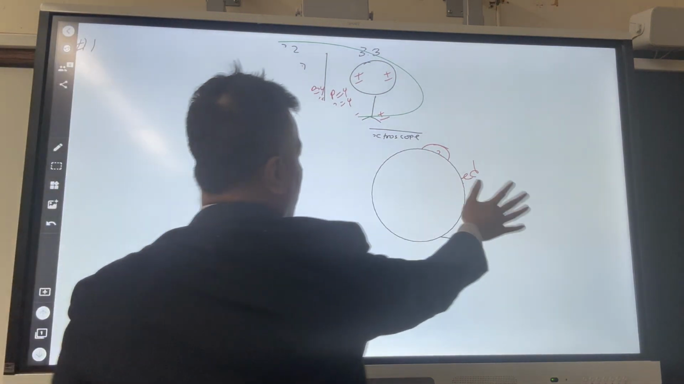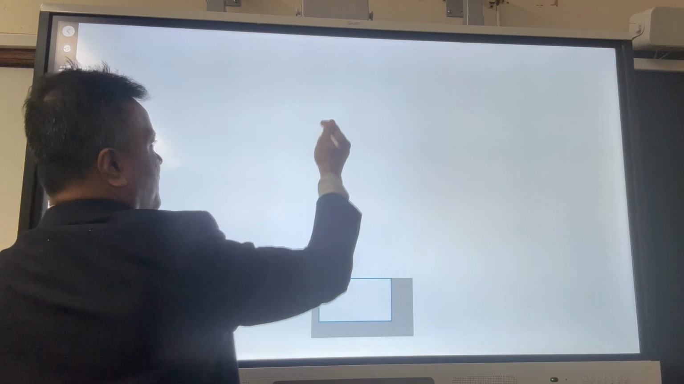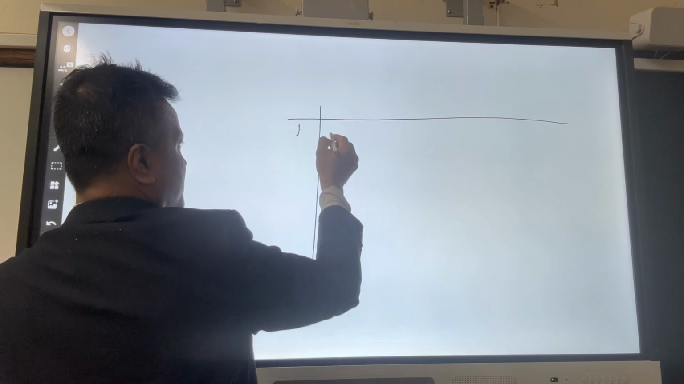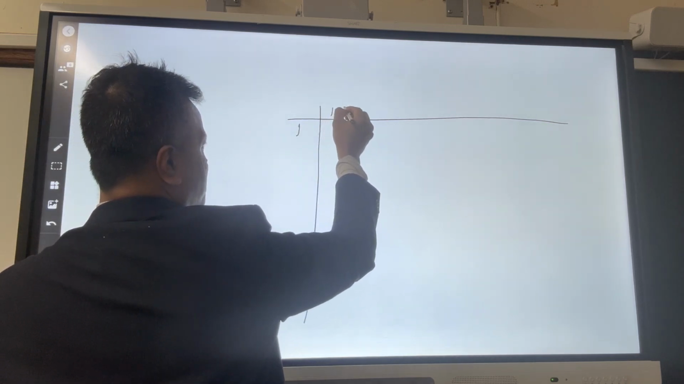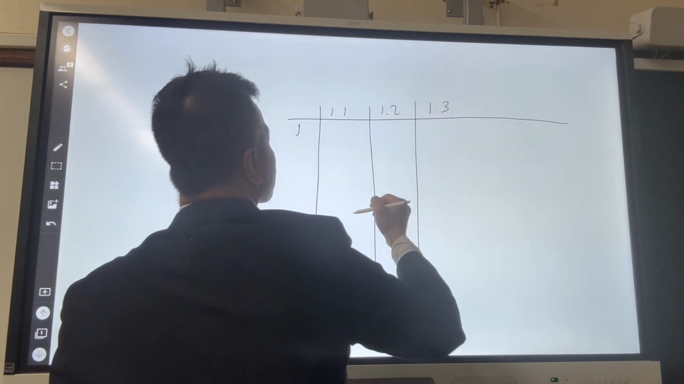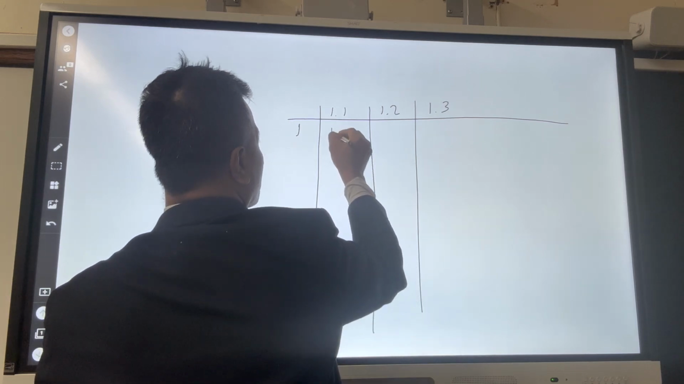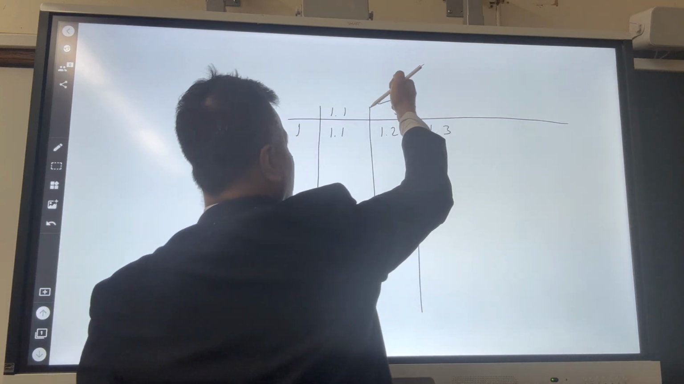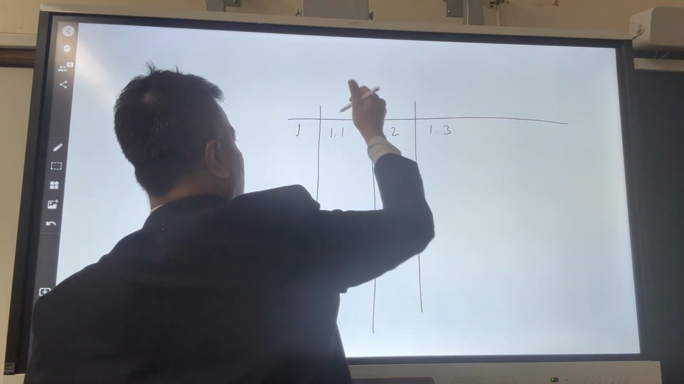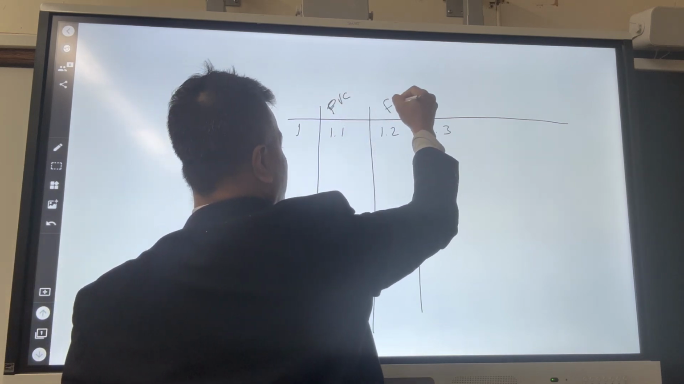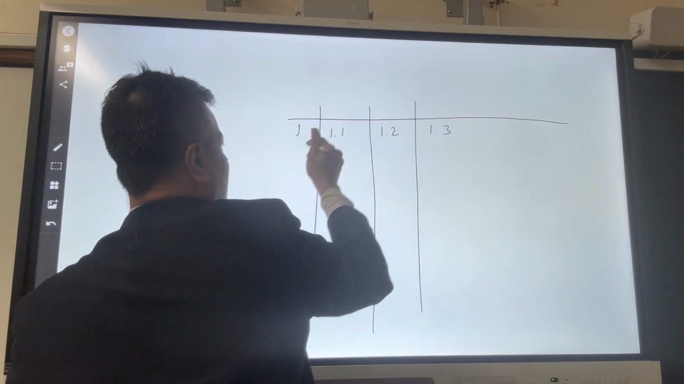Okay, so first we're going to create a table. We're going to call scenario 1. Scenario 1, we have 1.1, 1.2, 1.3. Let's call this one PVC. This is called fur or something like that. We'll get to that in a second.